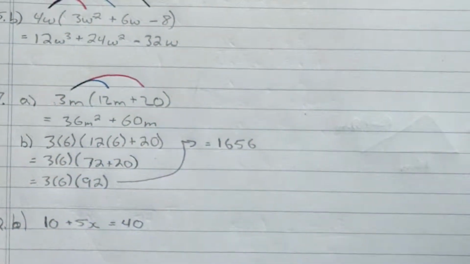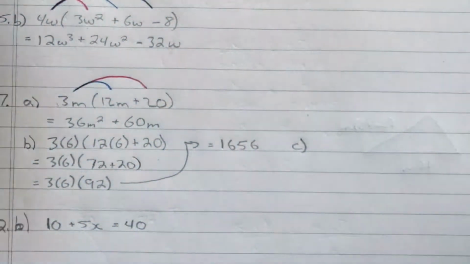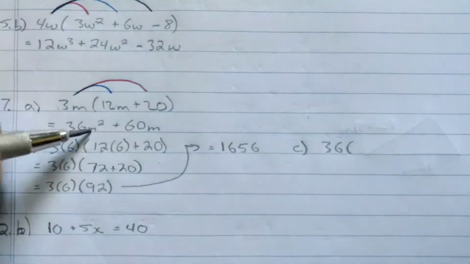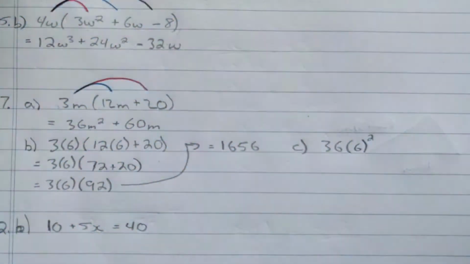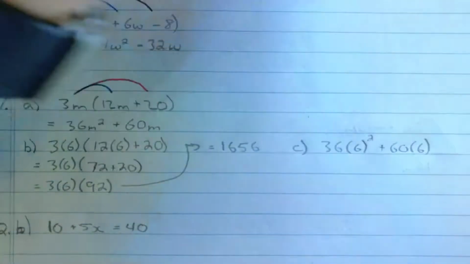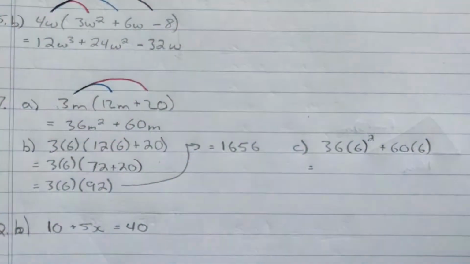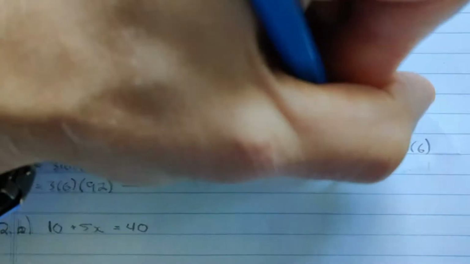Now, in part C, we want to use the second equation. So we'll do C over here, and we'll have 36, and instead of the m, we're going to write a 6. 36 times 6 squared plus 60 times 6. So again, using BEDMAS, exponents first. So I got 36 times 6 squared, which is 36, plus 60 times 6.